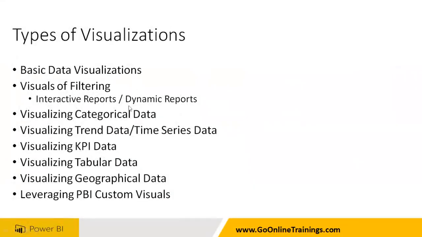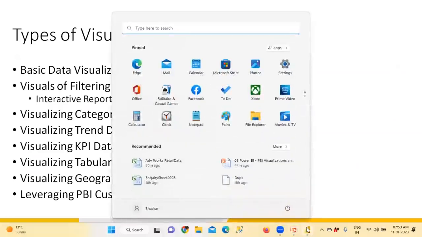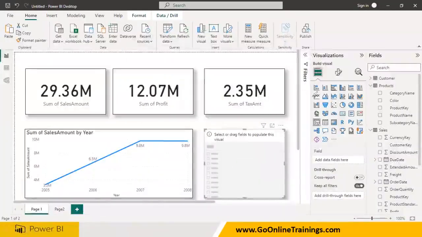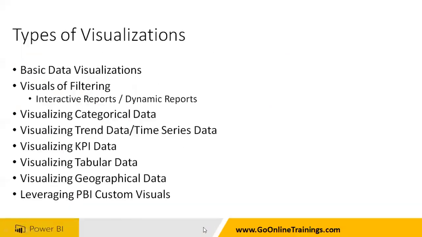So the basic filtering, visualizing categorical data, visualizing trend data, time series data. I told you about this. Trend data or time series data, you have to use this. Clear? Now, I wanted to filter the data dynamically. You must use this. Like that, you have to know the purpose of each and every visualization. Okay? So the next one is trend data or time series data.